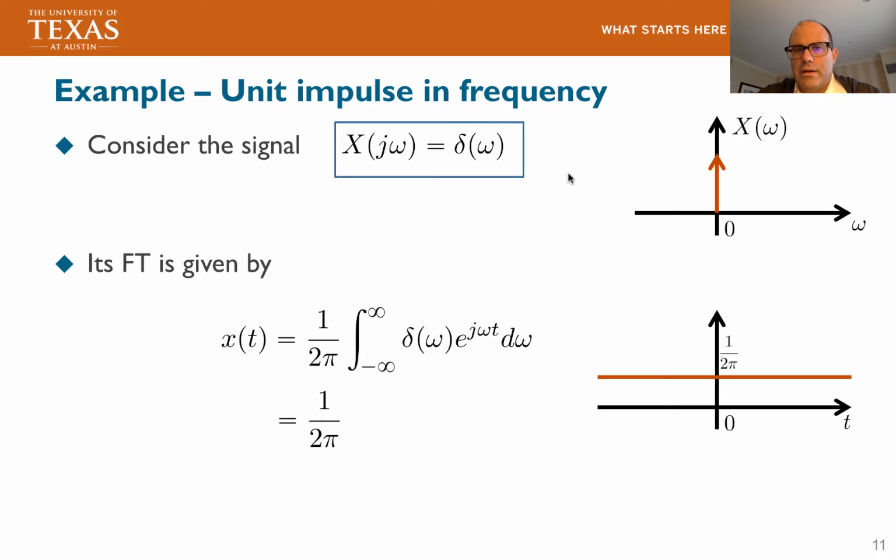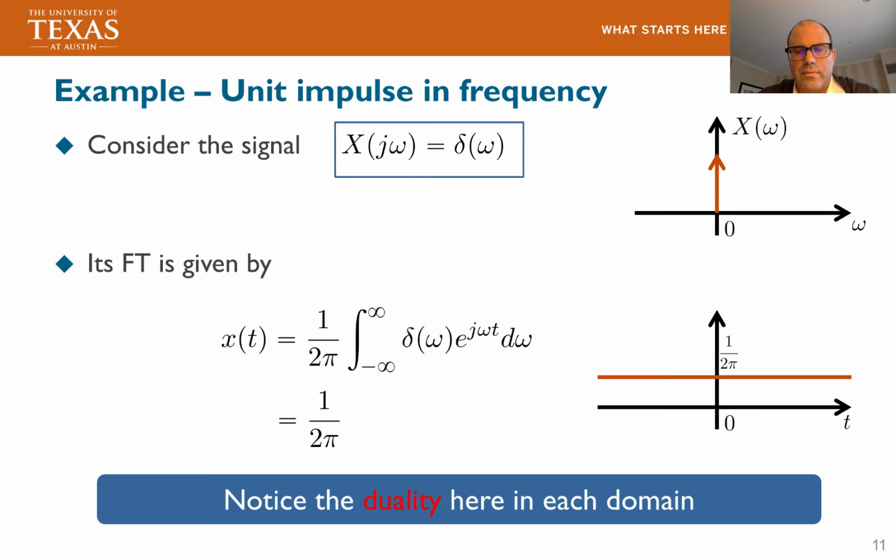And the duality here is that before we had a delta in time and a constant in frequency, and now we have a delta in frequency and a constant in time. The only difference between those two equations is a factor of 1 over 2 pi that comes in when we're going from a delta in radians of frequency into the time domain. So this is an example of duality.